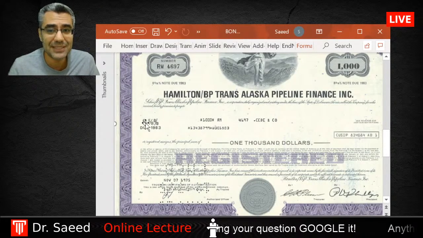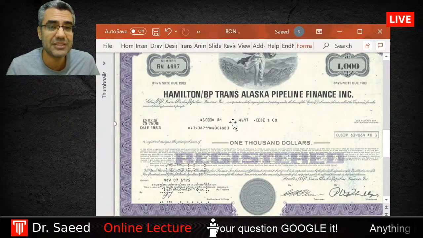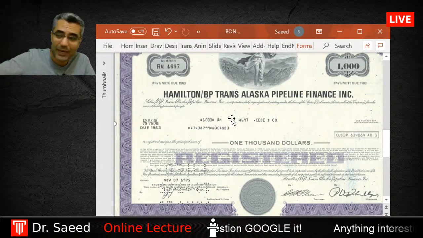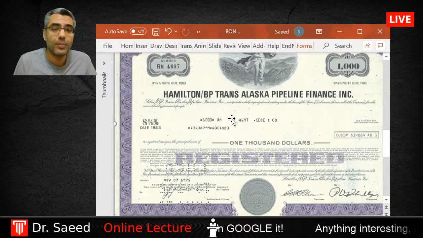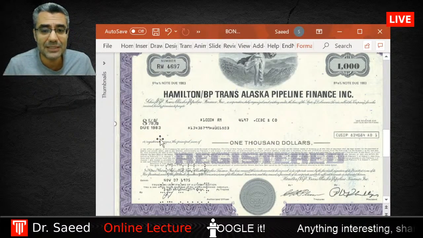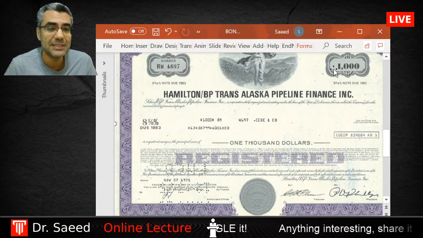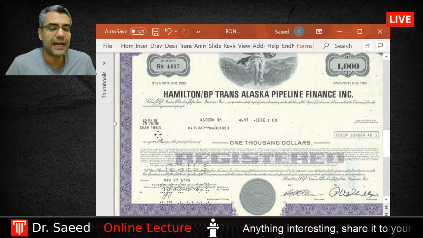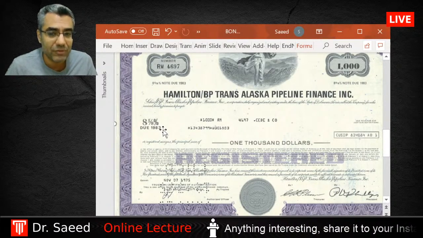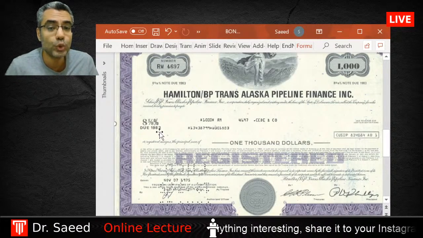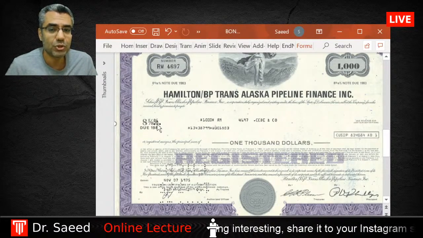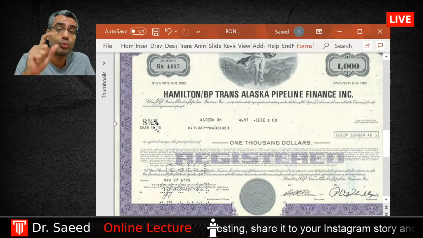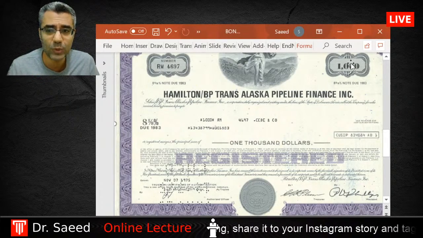This means 8% of this $1,000 is the fixed interest you will receive. So those who have this contract know how much interest they will receive. 8% of $1,000 means $80. So suppose today is 1980 and you bought this bond. This means every year till 1983 you will receive $80. So this is the coupon rate. You see, it's in percentage. So you should compute the coupon payment as 8% of $1,000.